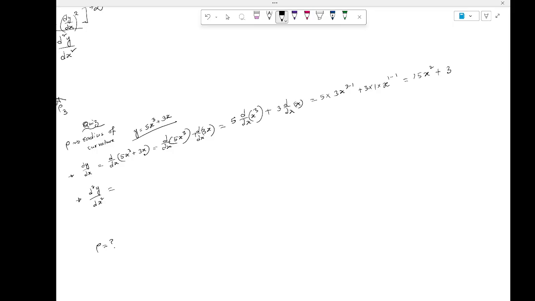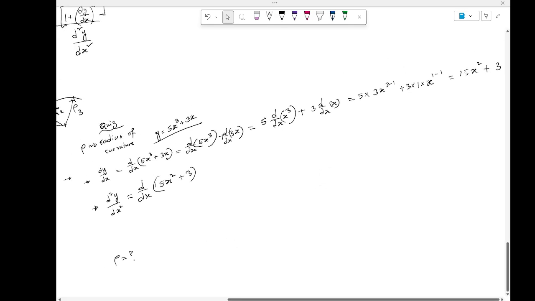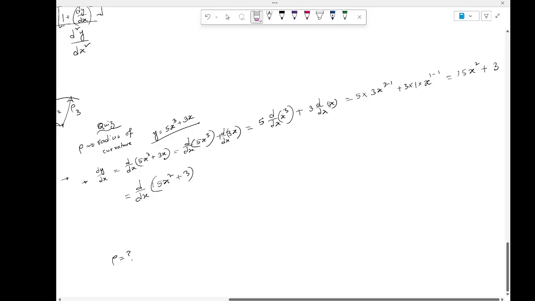For the second one, you already have the answer for the first one. So you have this 15x squared plus 3, right? Maybe you were wondering why I'm writing it. I know it may confuse some students. The second derivative of y with respect to x can be written as d by dx of dy by dx. I'm extremely sorry for what I was saying. You know that, right? From differential equations.